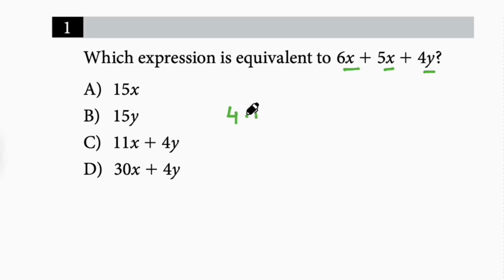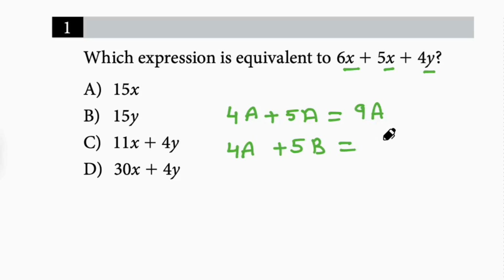Suppose you have 4 apples plus 5 apples, right? So you can call it 9 apples, correct? So you can add apple and apple. Similarly, if you have 4 apples plus 5 bananas, this is equal to what? You can say 9 fruits, okay, but units are not same. You can say 9 edible items, or 9 edible things you can eat raw. So it's not clear, right? So these are not like terms.